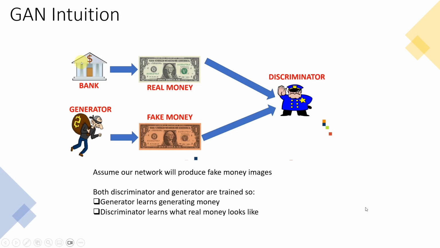Okay, and both the discriminator and generator are trained. So the generator learns generating money, the discriminator learns what real money looks like, and in each iteration, the generator tries to generate much better fake money, and the discriminator tries to learn discriminating fake money and real money in a better way. So that's why these two competing networks, the generator and discriminator, grow together.